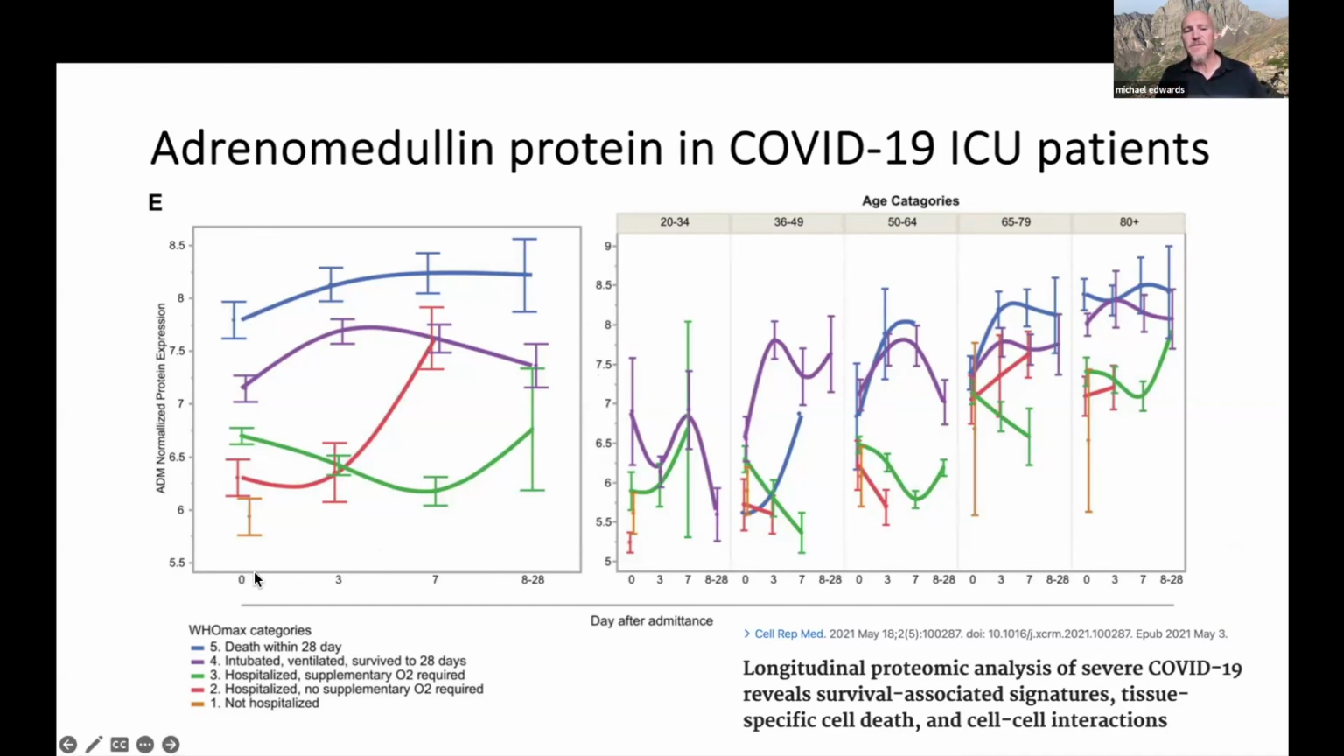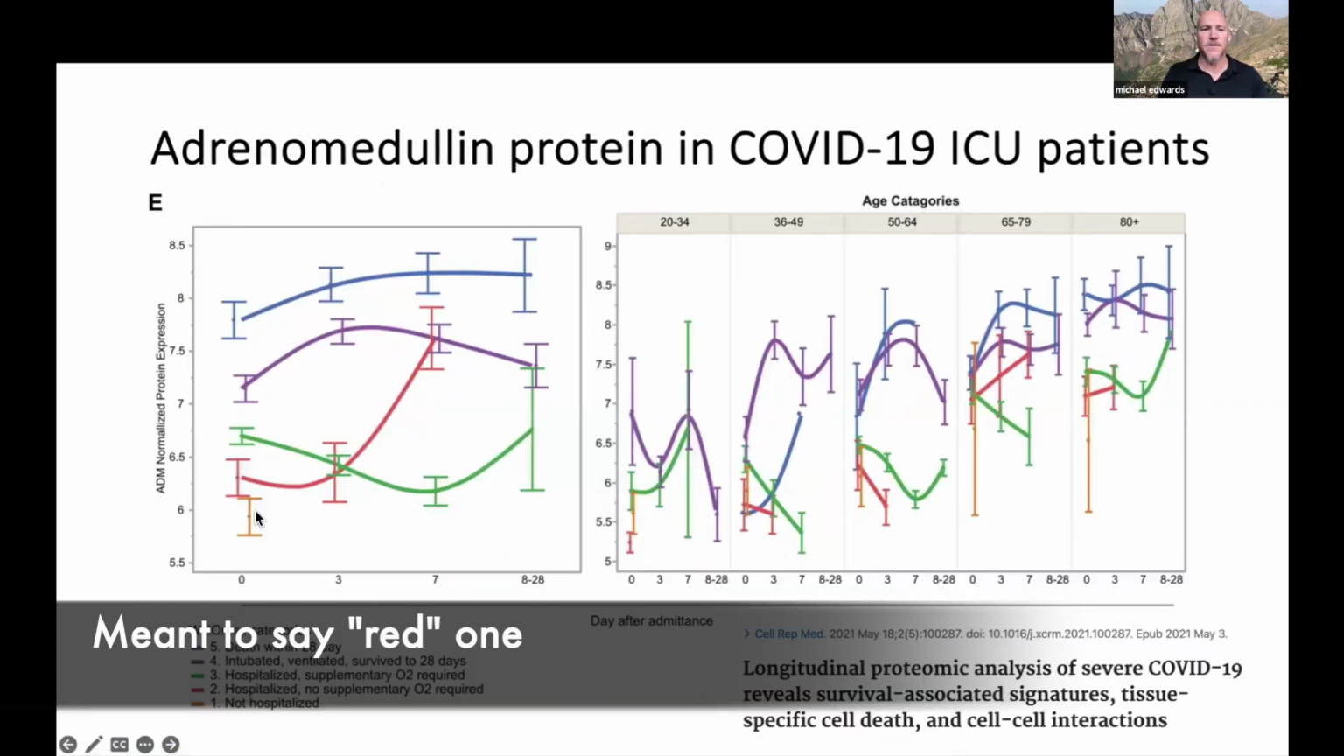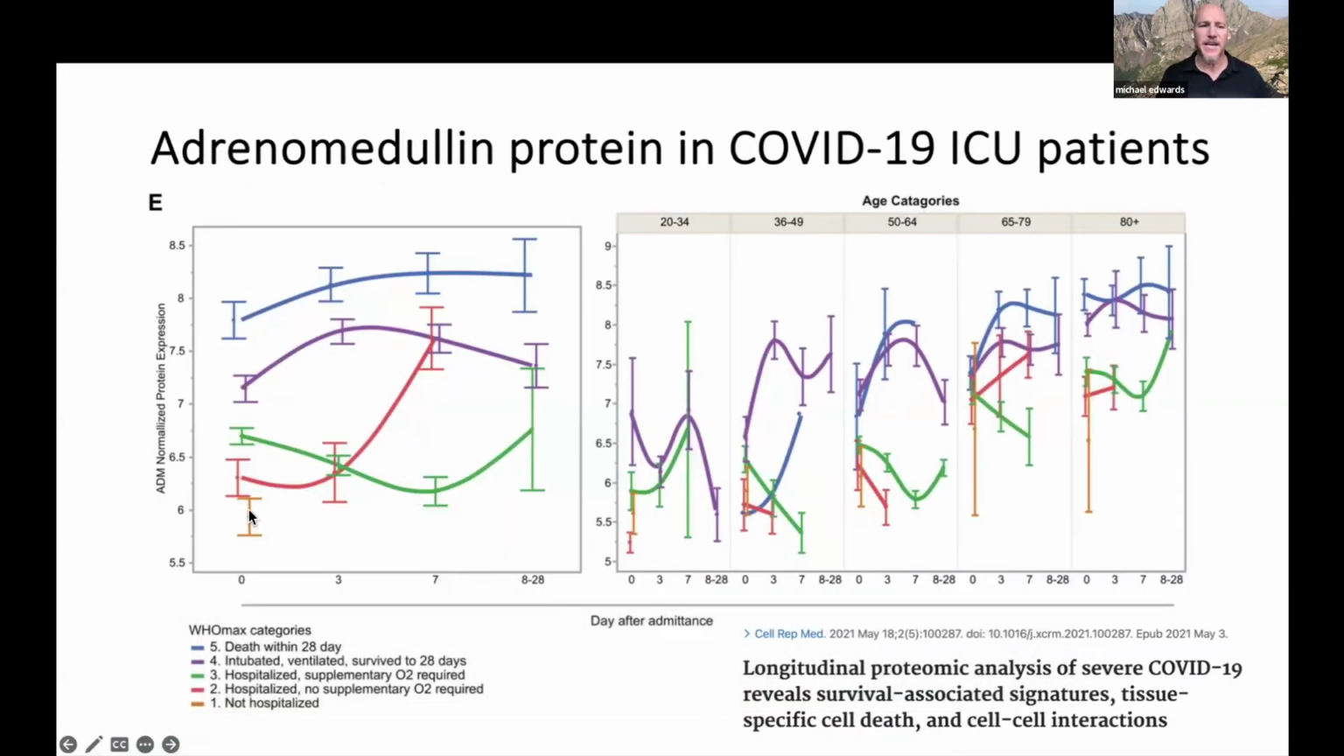Here you can see these are days on the x-axis, days after admittance. And what you'll see with this ADM is that in blue, these are patients that died within the 20 days after being admitted. Blue would be intubated, ventilated, so not as severe as death, but pretty bad. Green, they required oxygen, and then the blue one didn't require oxygen. Oops, sorry. And then the orange, they weren't hospitalized. As you can see, when they're admitted, it's ranked based on adrenomedullin expression, which totally relates to the severity of the disease.